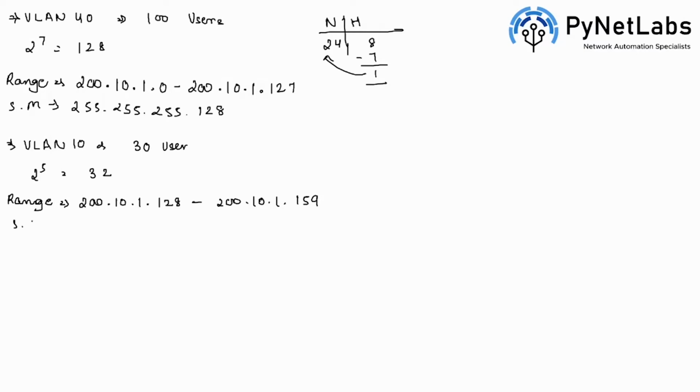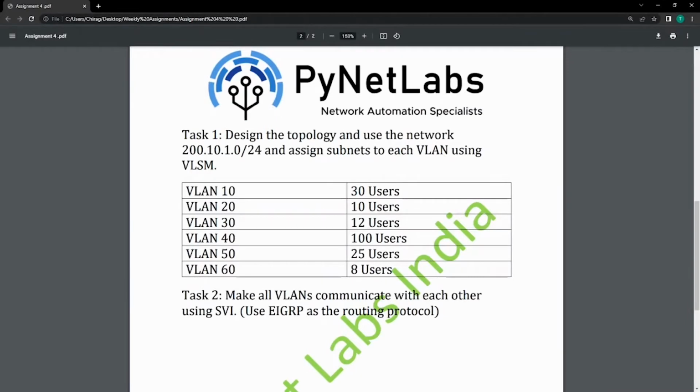So the subnet mask of /27 will be 255.255.255.128 plus 64 plus 32. That gives you 224. This is going to be the subnet mask for the /27. Then after that we need to calculate it for the rest of the VLANs also.